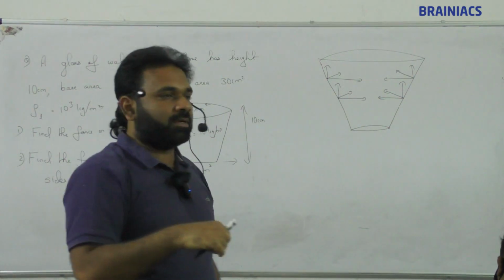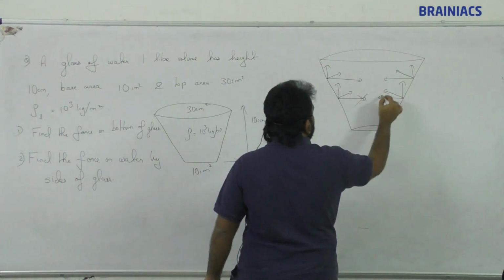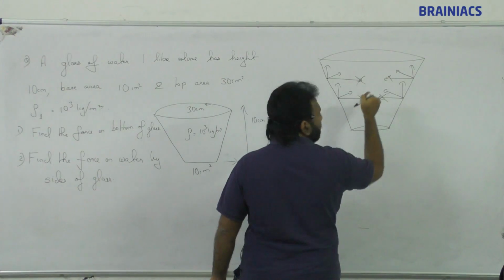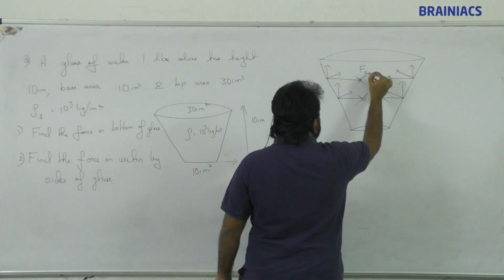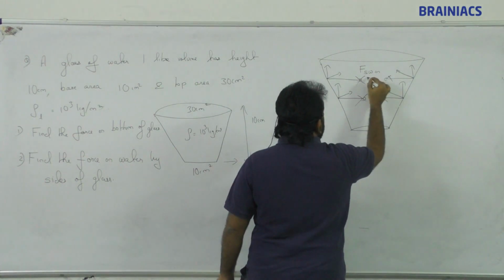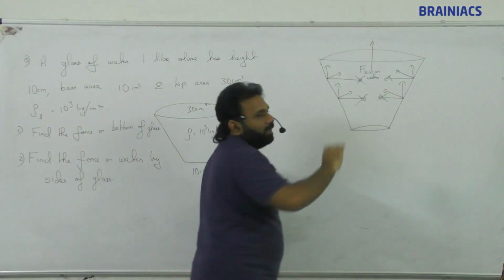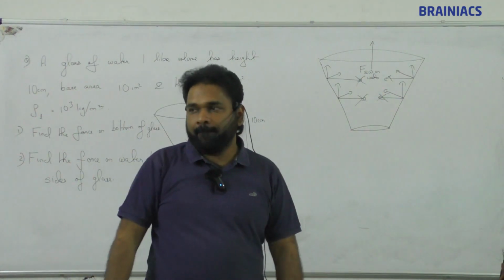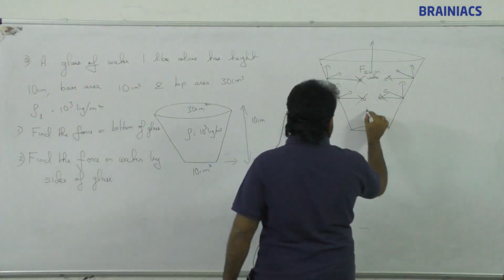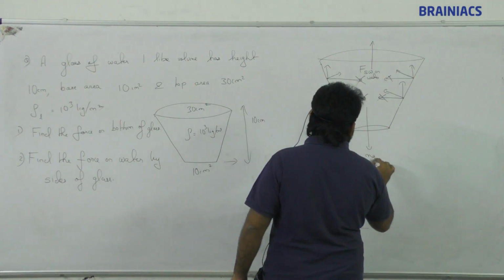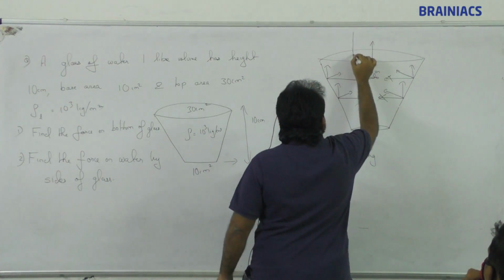Okay, so what we understand is all the horizontal forces will be cancelled. So the force due to side walls on water, everything put together, will be in the upward direction. Clear? Now mg will be in the downward direction.